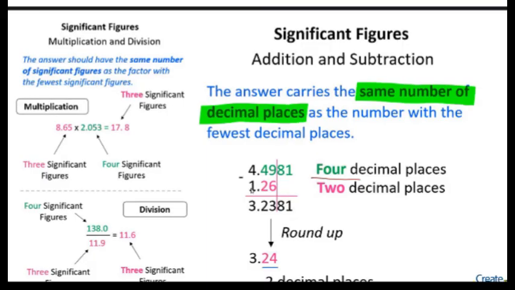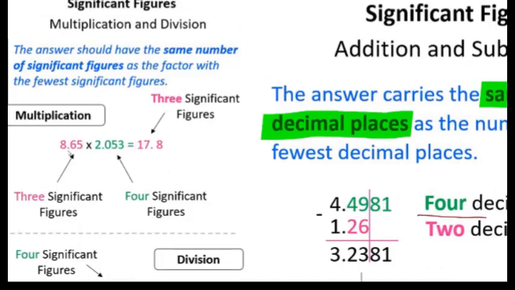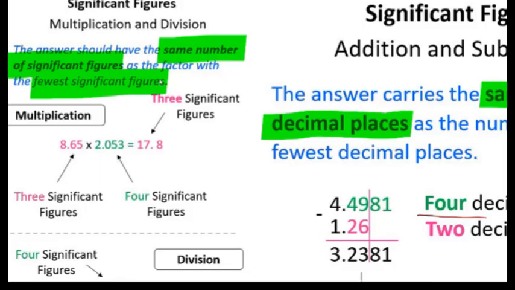In terms of multiplication and division, you have to do it slightly differently. You cannot consider the least number of decimal places as you do for values that are added or subtracted. The answer, or the product, whether from multiplication or division, should have the same number of significant figures as the starting value which has the fewest significant figures. So considering 8.65 multiplied by 2.053, since 8.65 has one fewer significant figure, that is 3 instead of 4, the final answer must also have 3 significant figures, irrespective of the decimal place.